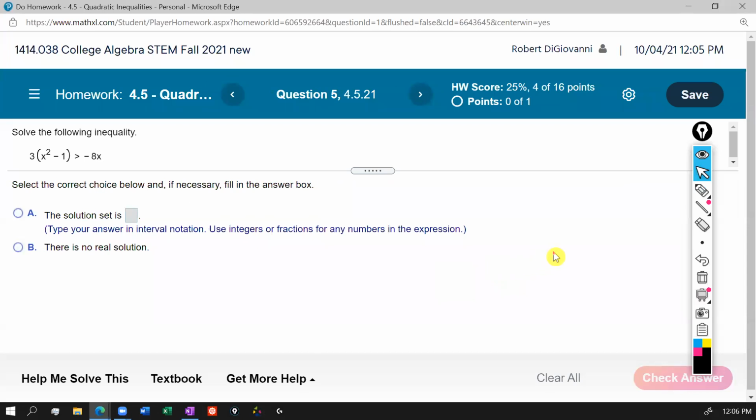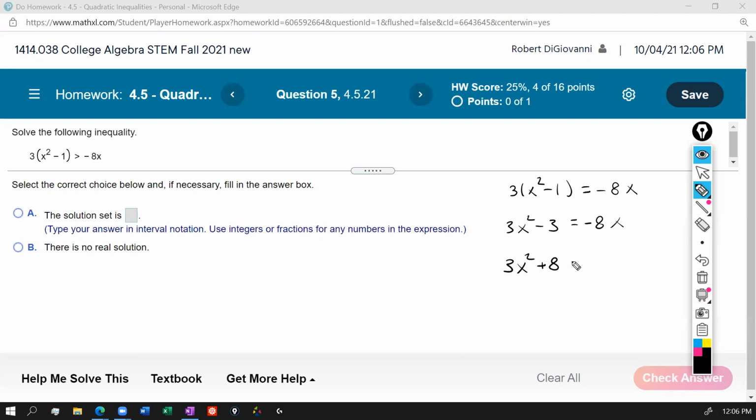All right, so this one's a little bit different, because the first thing we're going to have to do is get everything together on one side. I'm going to turn it into an equation first, and then distribute the 3 through. Move the 8x over, sorry. And then try and factor.